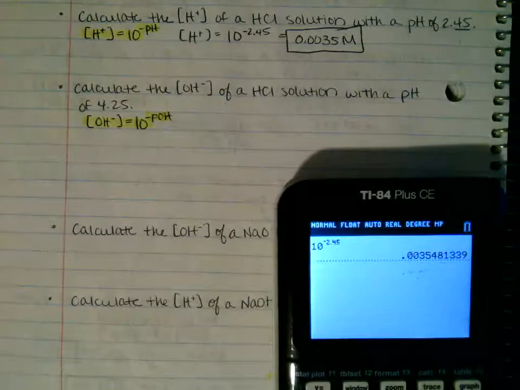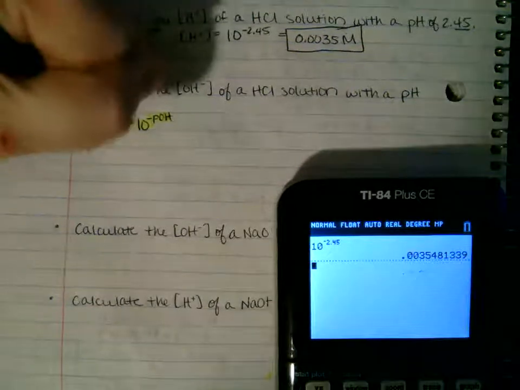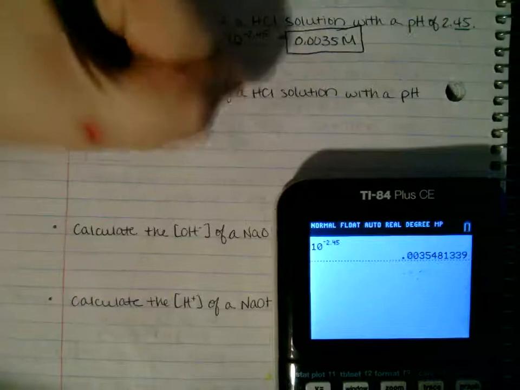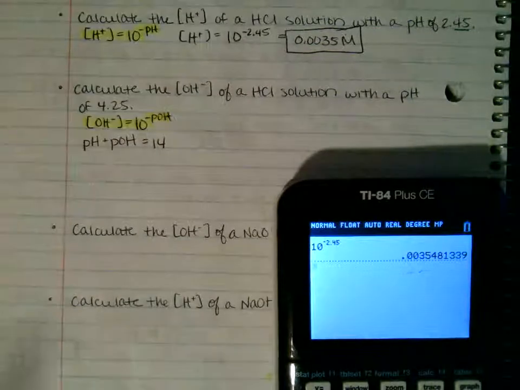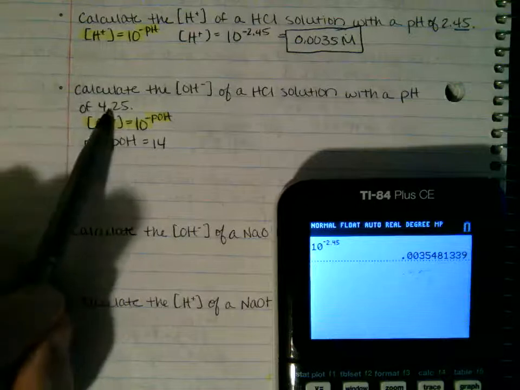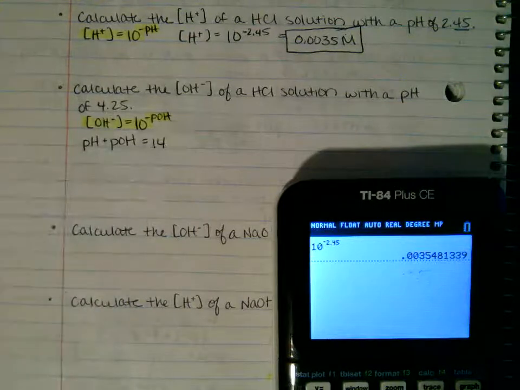And then we're going to bring back an oldie. Don't forget that pH and pOH added together always equals 14. Always, always, always. Okay, so if our pH is 4.25, you can go about this 2 ways.